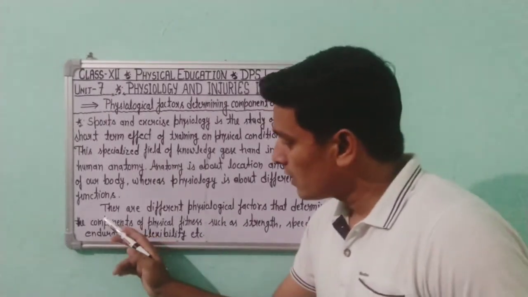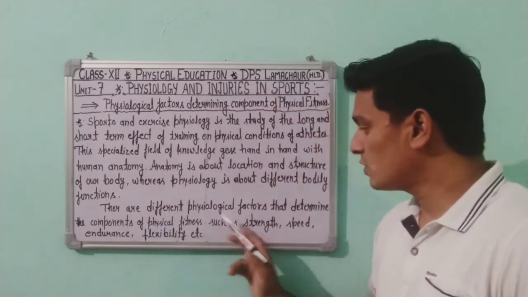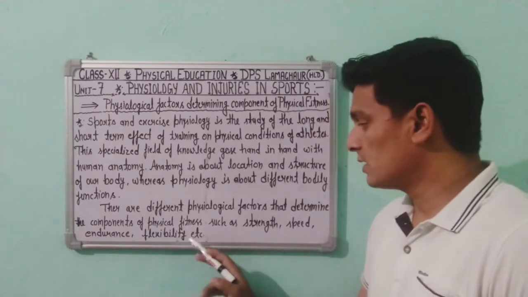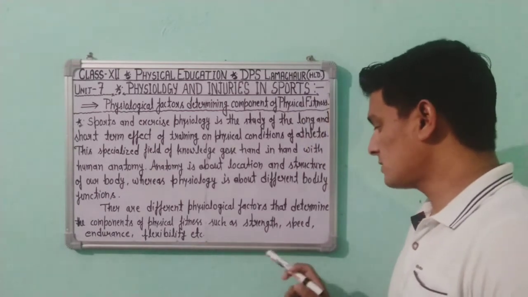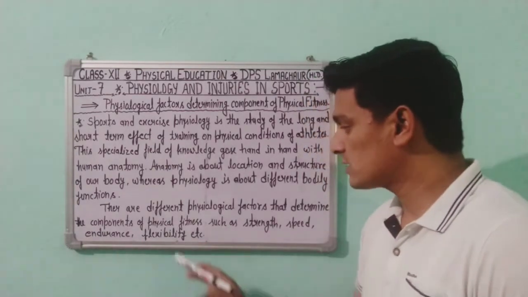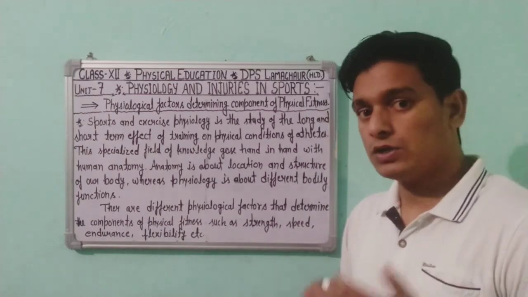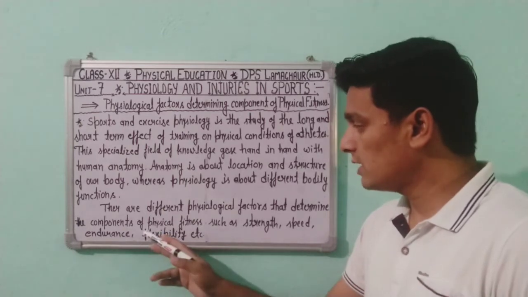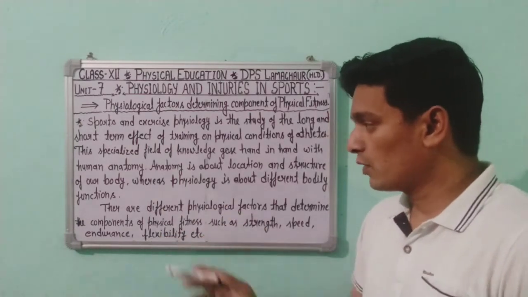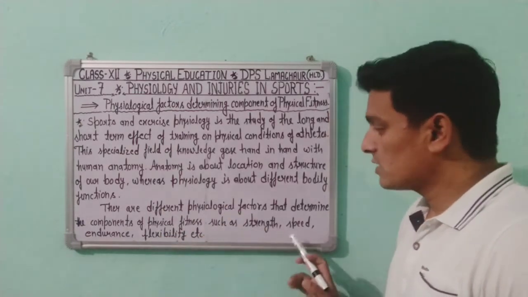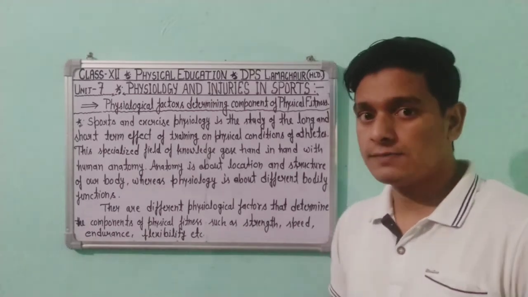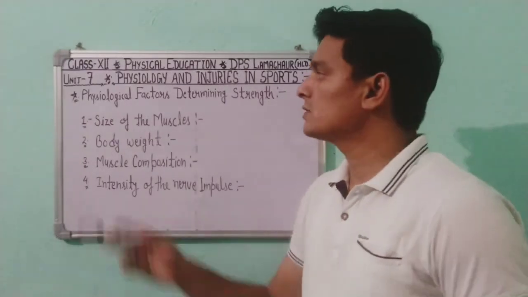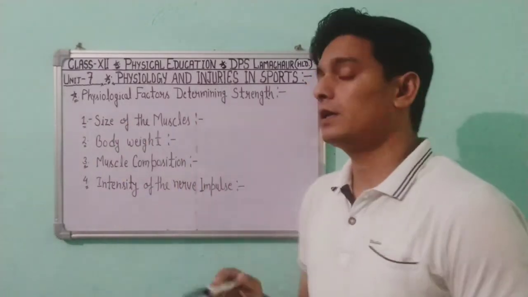Next, there are different physiological factors that determine the components of physical fitness, such as strength, speed, endurance, flexibility, etc. So in today's video, I am going to explain to you one by one all these physical fitness components, like strength, speed, endurance and flexibility. So now let's start. The first is physiological factors determining strength.